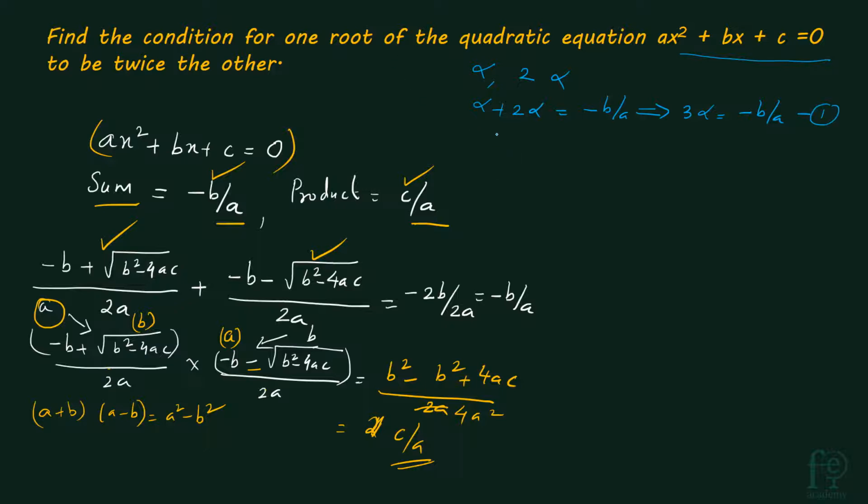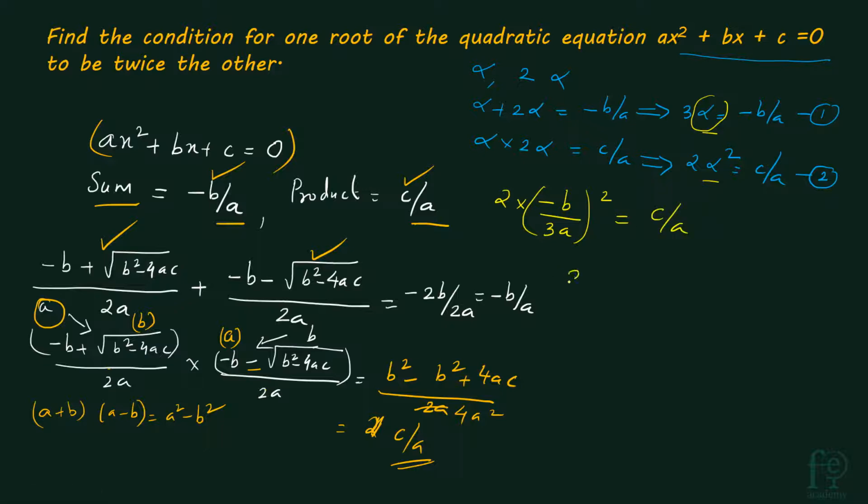Now second one, the product of the roots, alpha into 2 alpha. Alpha is one root and 2 alpha is the second root. One root is twice the other. So alpha into 2 alpha is equal to c by a. So you will be getting 2 alpha square is equal to c by a. Now you can substitute the value of alpha from equation 1. So what you will be getting? Here alpha is equal to minus b by 3a. So 2 alpha square means 2 into minus b by 3a the whole square is equal to c by a.